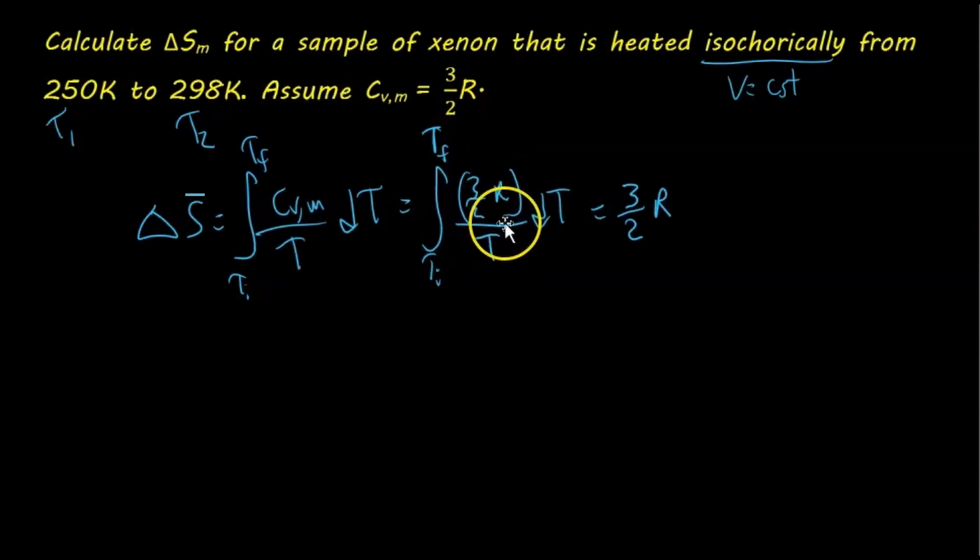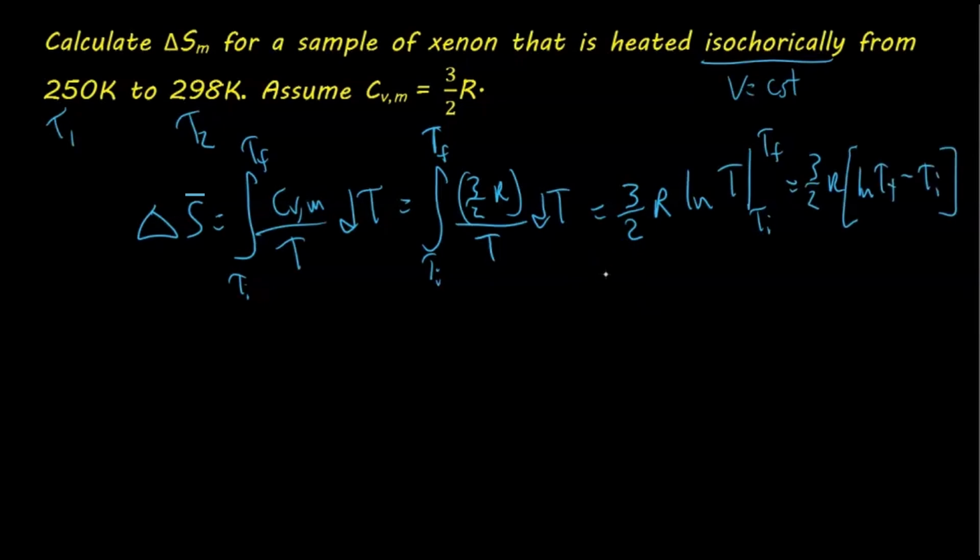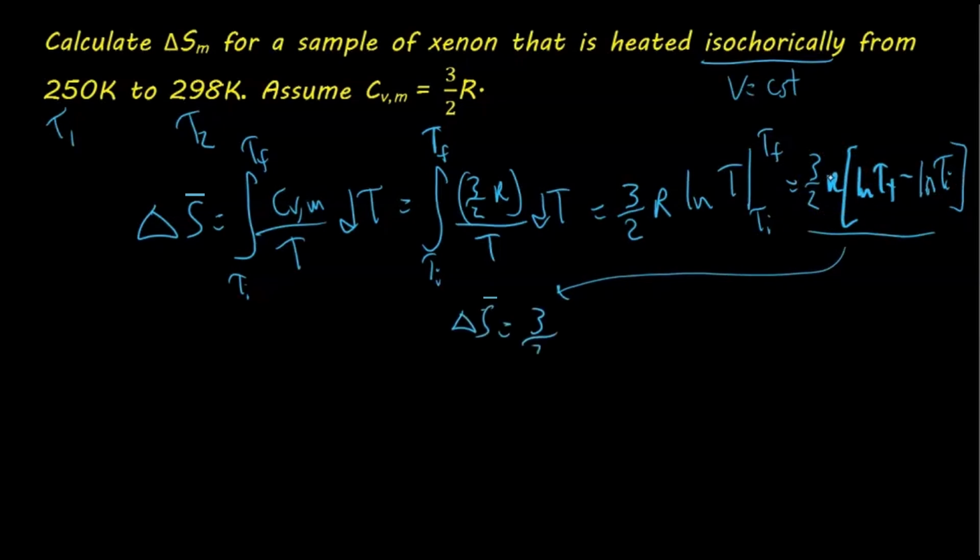And we're really looking at the integral of dT over T, which is just ln of T from Ti to T final. And again, this is just like the other one, so 3 over 2R of ln T final minus ln T initial. We'll move this over here. So delta S equals 3 over 2R times ln of T final over T initial.